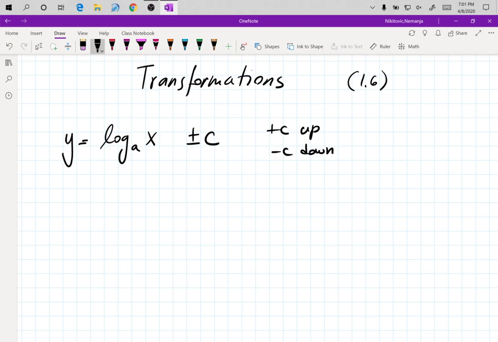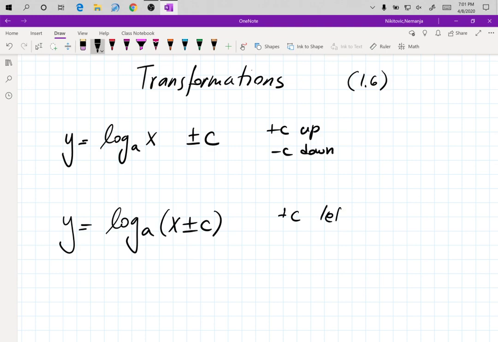So we had those rules for polynomials. We had those rules for your exponential functions last class. Now we have the same rules for logs. Now, we can also add and subtract c directly to x, which is going to shift that left and right. So log a, and then I have x plus or minus c. In this case, plus c is left, and minus c is right. Nothing changes. All of the rules that you learned in 1.6 still stay the same, except now you're applying them to logs.